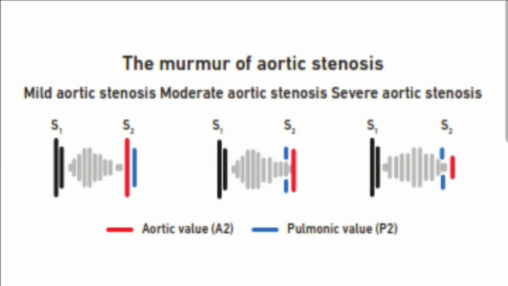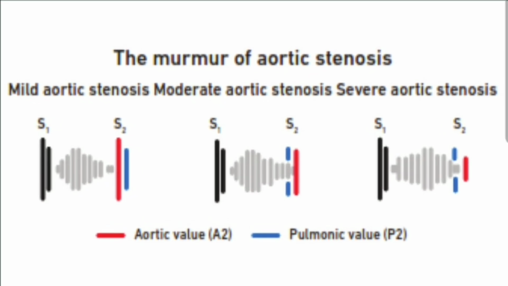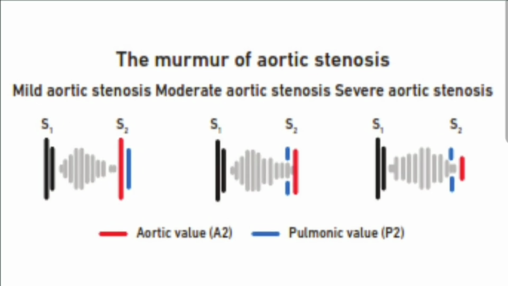So that's how the murmur of aortic stenosis is explained in a clear and structured manner.